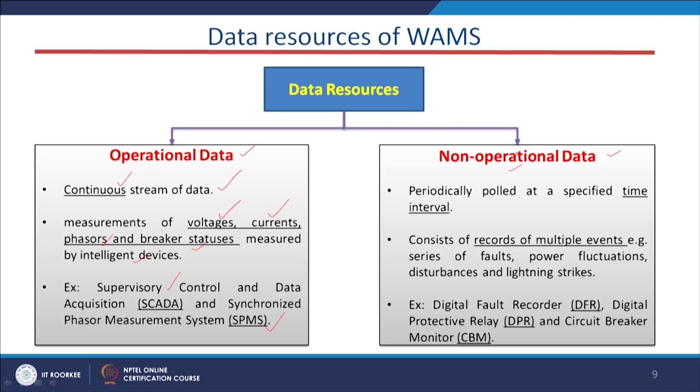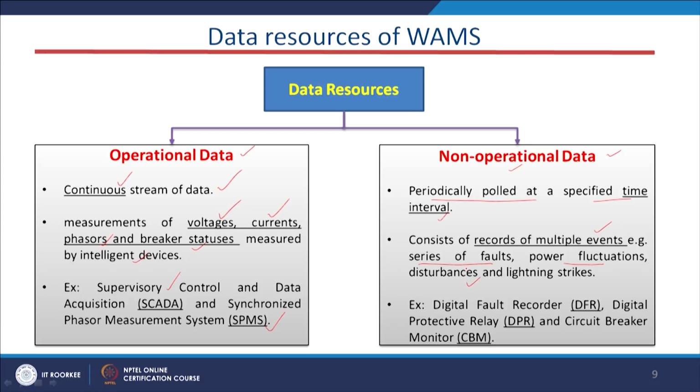Coming to the non-operational data, it is basically periodically polled at a specified time interval. So, this is not a continuous mode of operation. The data are not coming continuously. That is why it is periodically polled, and it consists of records of multiple events like series of faults or power fluctuations or disturbances or lightning strikes.